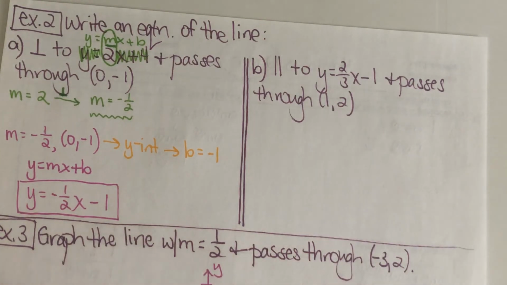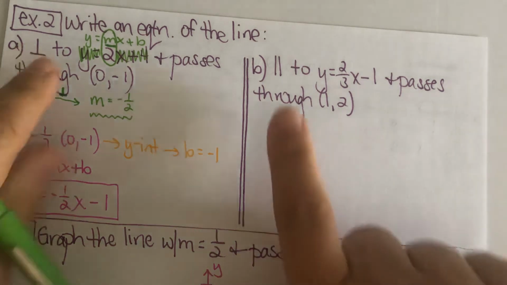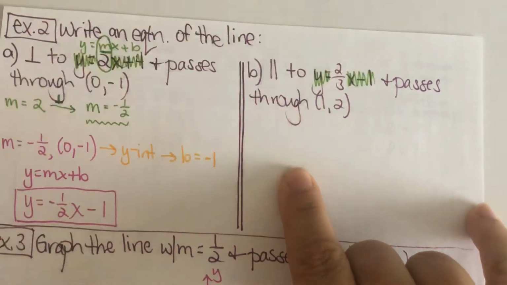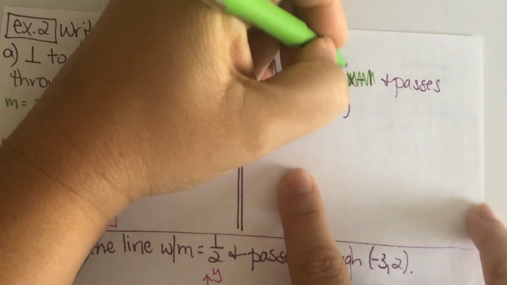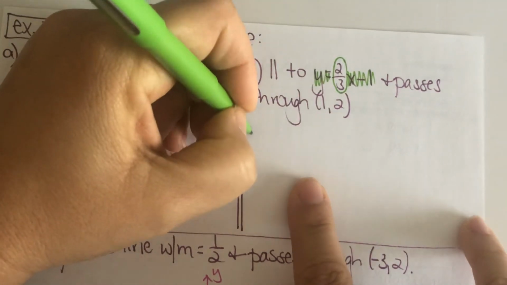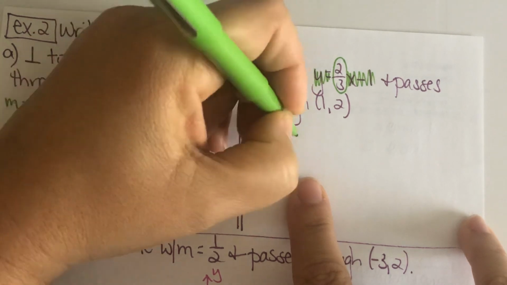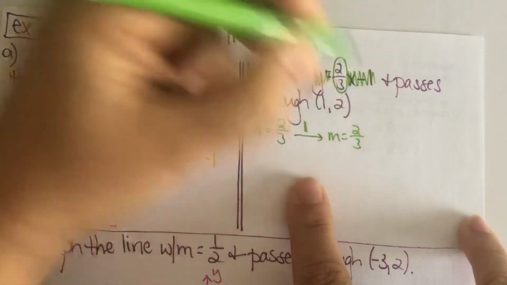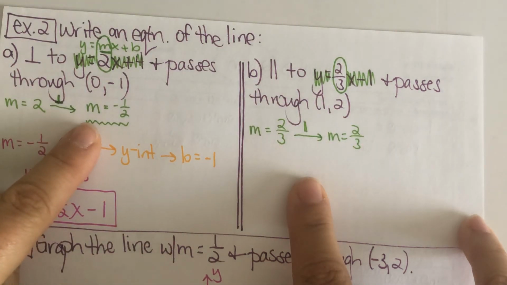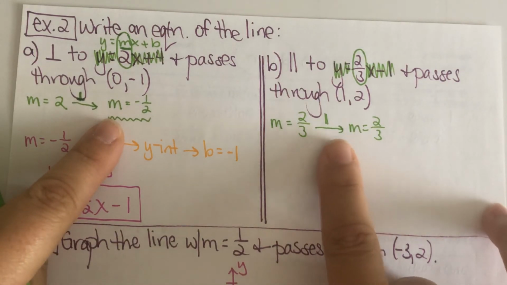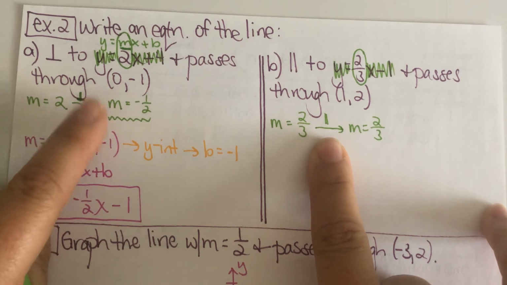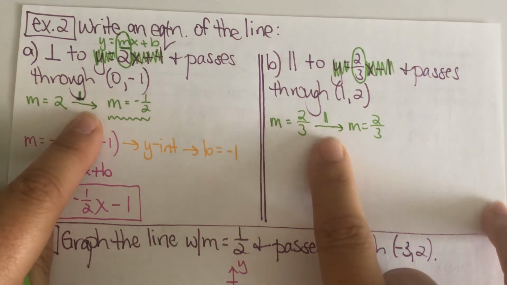Okay, so let's look at this one. Same thing. As soon as you see parallel or perpendicular, I want you to ignore everything but the slope. The slope is all I care about. The slope of that line is 2/3, and the slope of a parallel line is also 2/3. So perpendicular, we do opposite reciprocal. Parallel, sorry, that's supposed to be a parallel symbol right there. It's kind of smushed together. Parallel is the same. Opposite reciprocal for perpendicular, same for parallel.